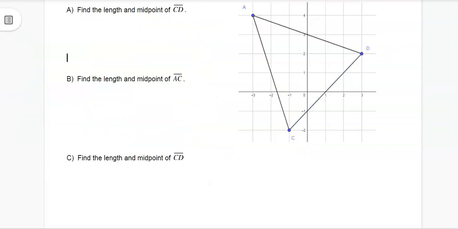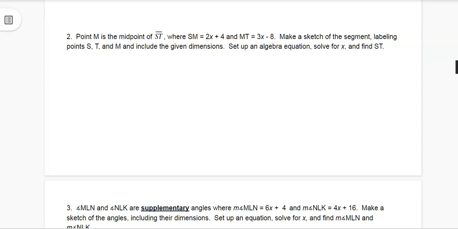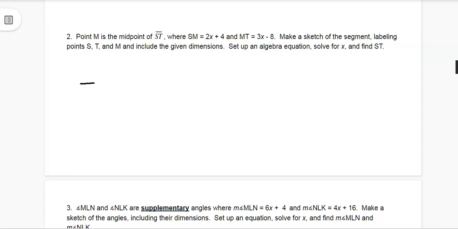All right, moving right along. So we're coming on down to number 2. Point M is the midpoint of ST. So I think I'm going to want to draw this thing. So we have a segment, M points S and T. M is the midpoint. So I'm going to slap an M right here in the middle. I'm going to put my congruency marks, my little tick marks.